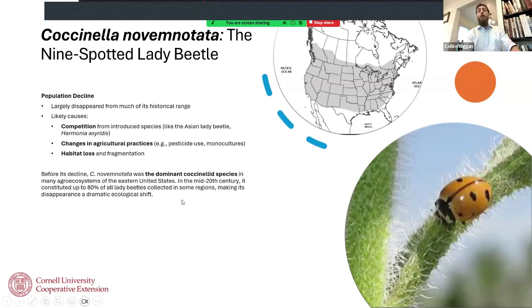And something to note, before the mid 20th century, up until we were talking about the 60s, 70s, this was really the predominant species that we saw across the country. There's some information that says 80% of lady beetles collected at this time were the 9-spot. So just really sad to see how there's been that change in ecology with them.